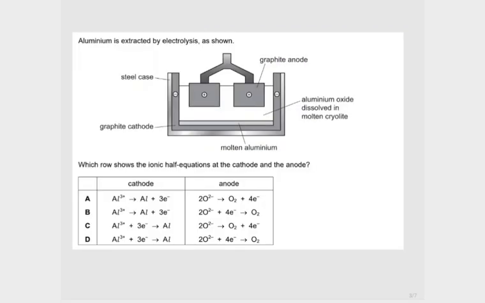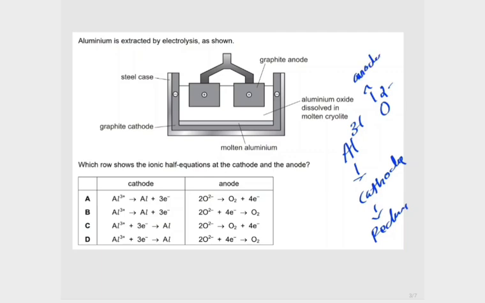Aluminum is extracted by electrolysis as shown. Which row shows the ionic half equation at the cathode and the anode? So the ore of aluminum is aluminum oxide, so we are looking at Al3+ and O2-. Al3+ being positive will move to the negative electrode, which is the cathode, and get reduced. O2- on the other hand will move to the anode and will get oxidized and form oxygen.